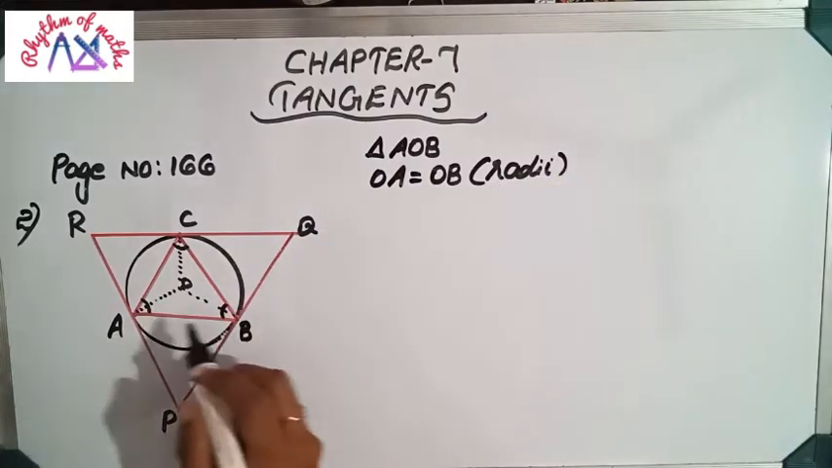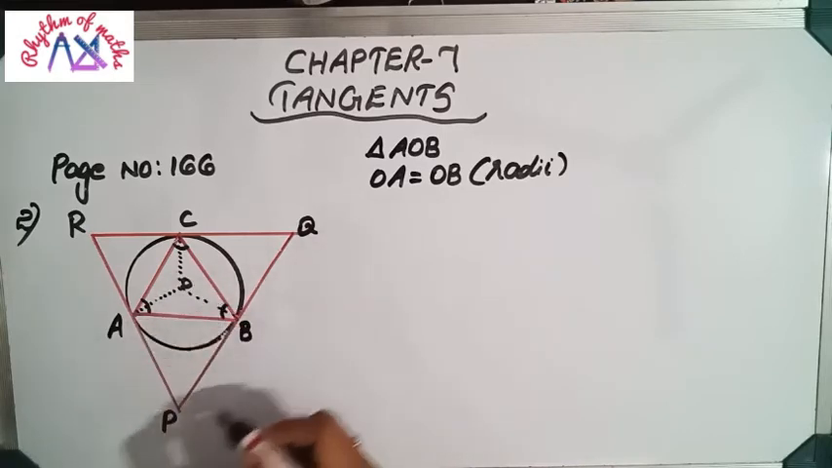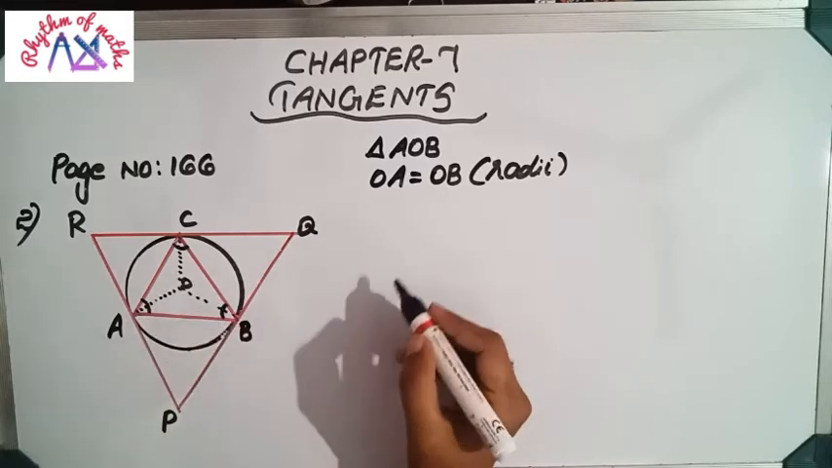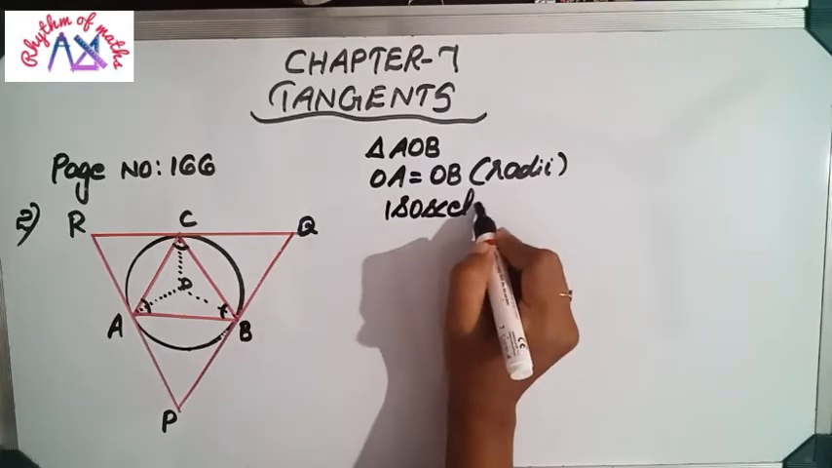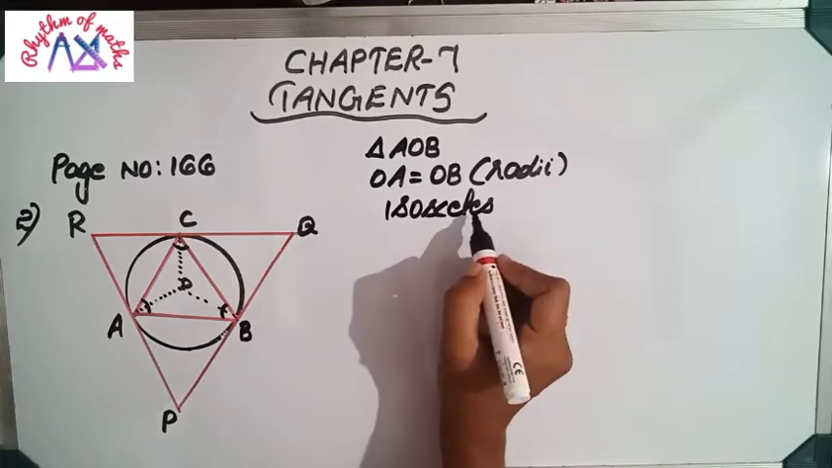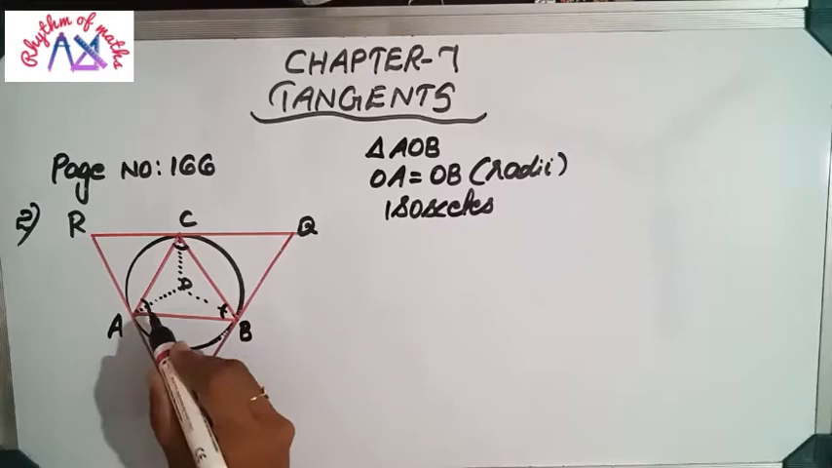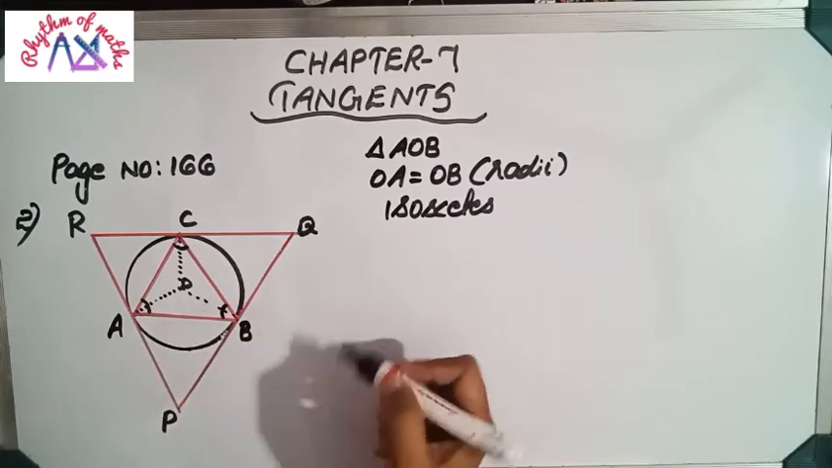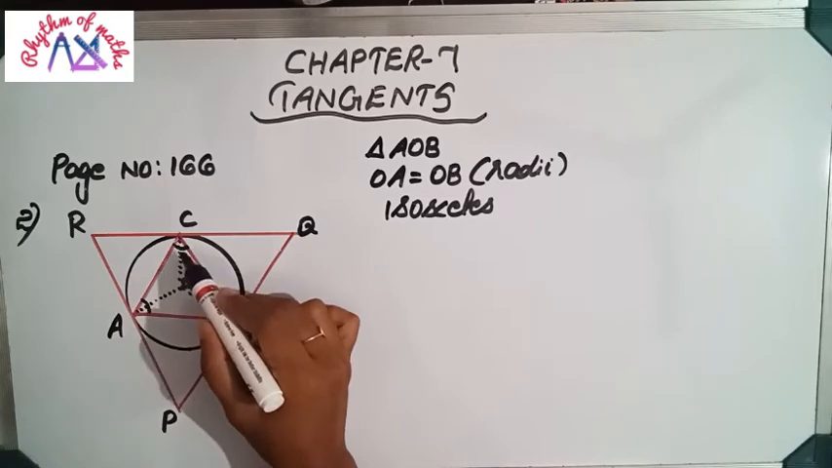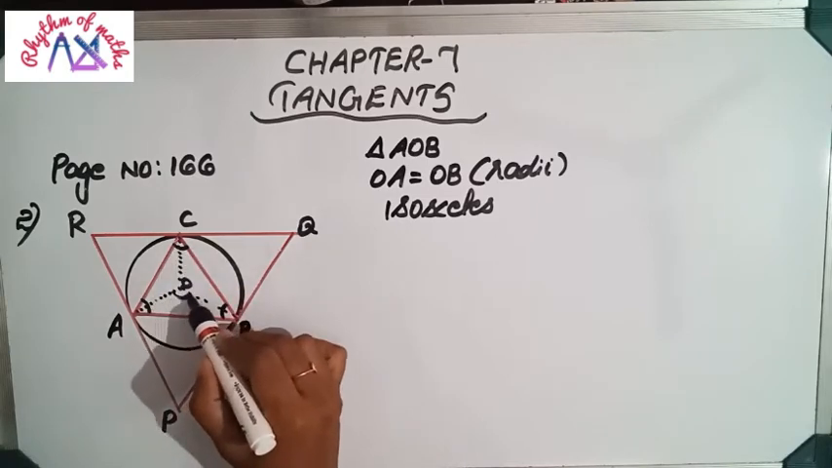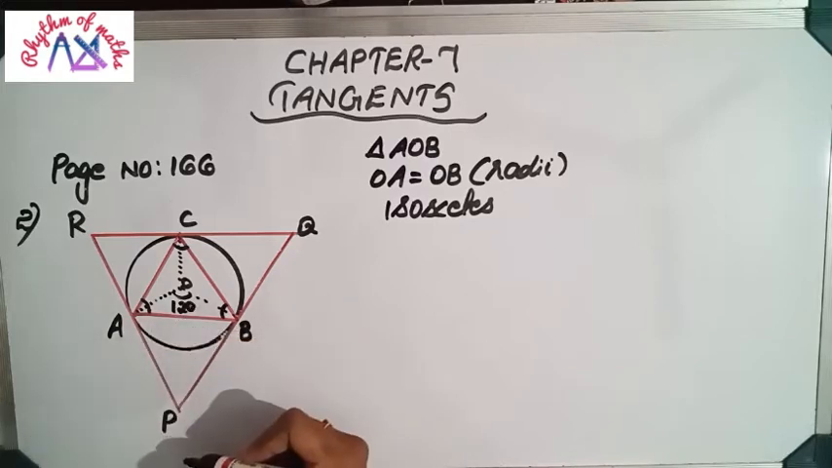Now if these two sides are equal, what can we say about this triangle? This is an isosceles triangle. Isosceles triangle means these two angles must be the same. And before that, we can apply that this angle is 60 degrees. So anyway, this angle will be 120 degrees.